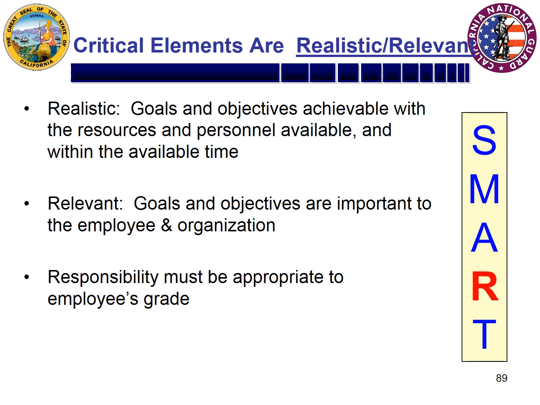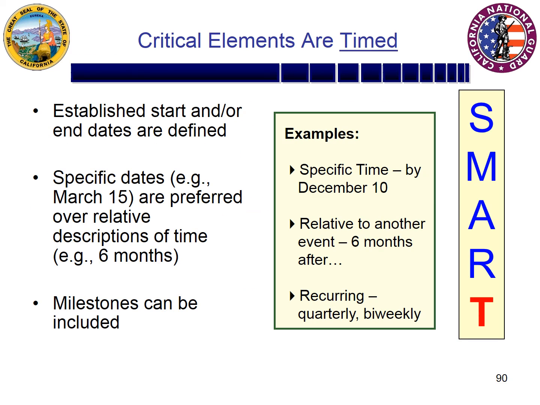You have to ensure that the employee is being paid for the job that they are doing. So for timed, you want to establish a start and or an end date. You can use specific dates. An example would be March 15th. You can use descriptives. That would be 6 months. And milestones can also be included. Some other examples are you can do quarterly or biweekly, because we all know that we have reports that are due quarterly or biweekly for upper management.